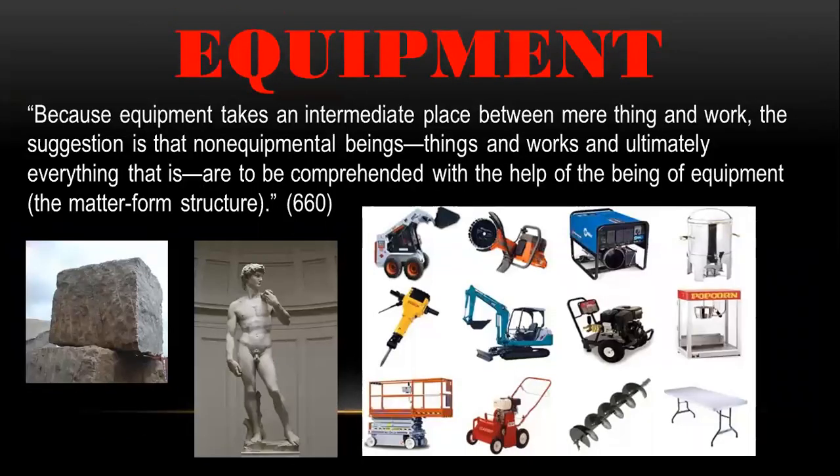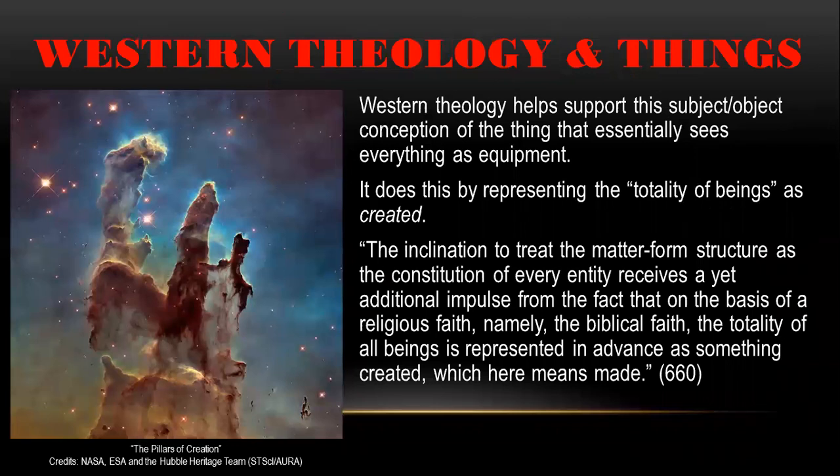Because equipment takes an intermediate place between mere thing and work, the suggestion is that non-equipmental beings, things and works, and ultimately everything that is, are to be comprehended with the help of the being of equipment. In other words, the matter-form structure, the third interpretation of thingness. And even we get some support from this, Heidegger argues, in Western theology, right?